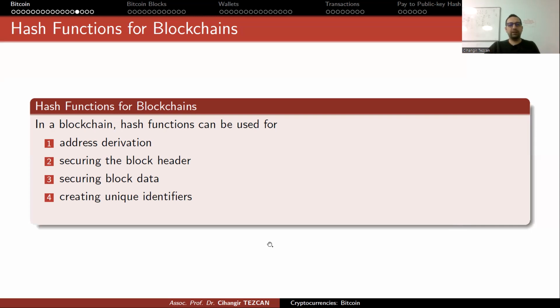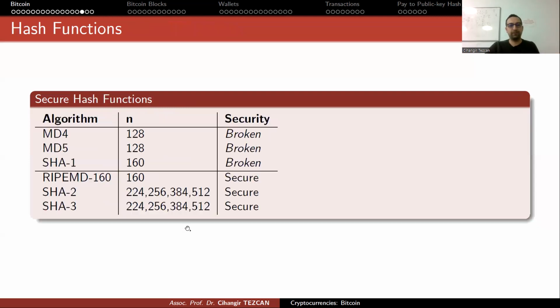Hash functions are also used for creating unique identifiers or creating cryptographic puzzles. In Bitcoin, this cryptographic puzzle uses SHA-256. And in Ethereum, it uses SHA-3, but nowadays it no longer supports mining, so you use proof of stake. There are many hash functions in the past. We already talked about this. MD4, MD5, and SHA-1 are broken due to collisions. The RIPEMD-160 is the only remaining short output algorithm that we have.